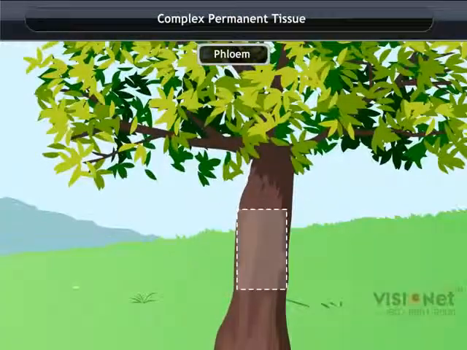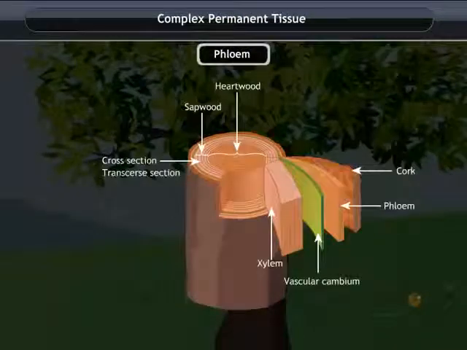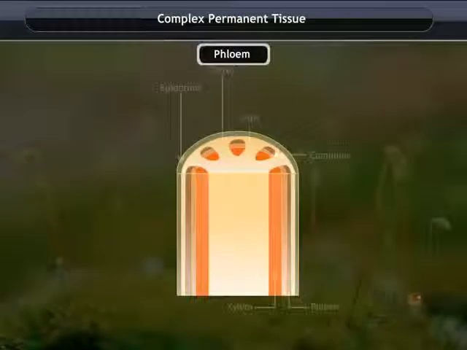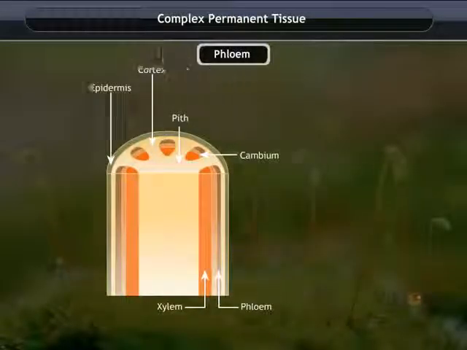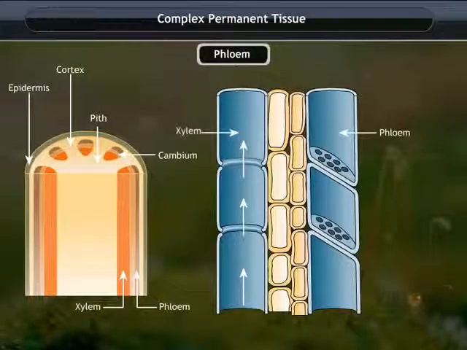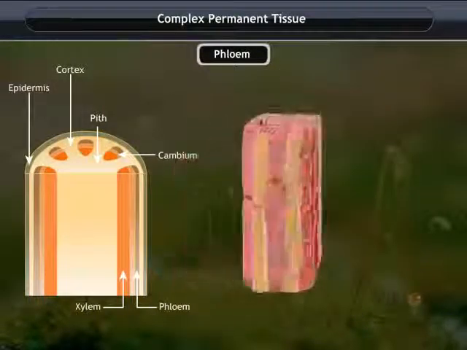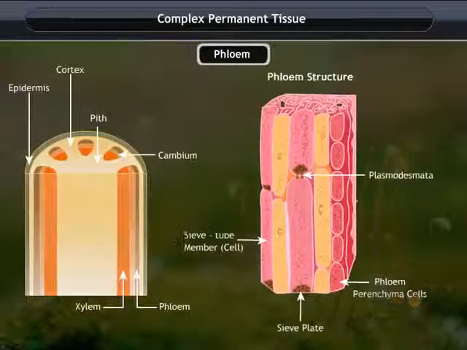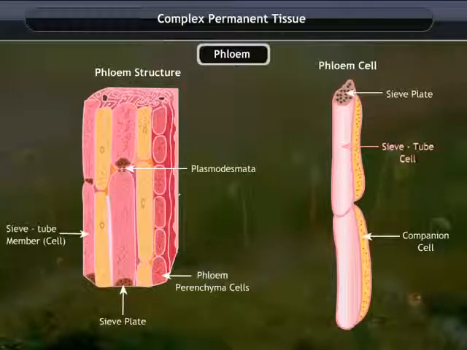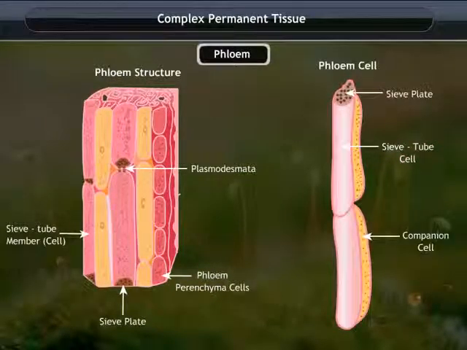Phloem. Phloem is a tissue responsible for the transport of prepared food materials from leaf to the place where it is used or stored. Phloem is made up of 4 types of elements. These are sieve tubes, companion cells, phloem fibers and phloem parenchyma.